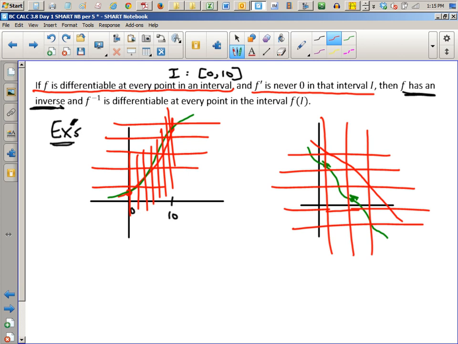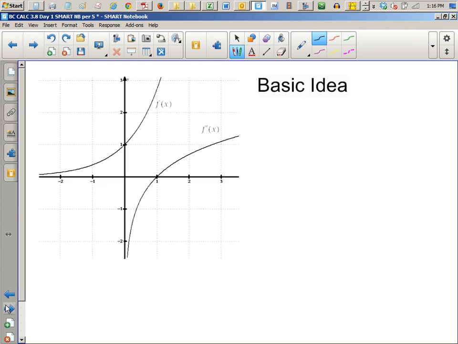What is the second part saying? And f inverse is differentiable. f inverse is differentiable. What does that mean? It means there are no sharp turns, no vertical tangents, no breaks in the inverse graph, and so forth. All right, so let's go on to the next page here. We've written the theorem. Here's an example of this.